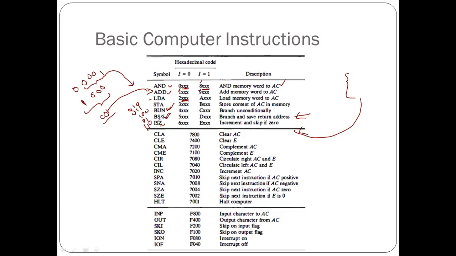So these are memory reference type instructions, which are dedicated to 000 through 110 for these 7 types. Similarly, we have register reference and IO reference. That we'll see in the next class.